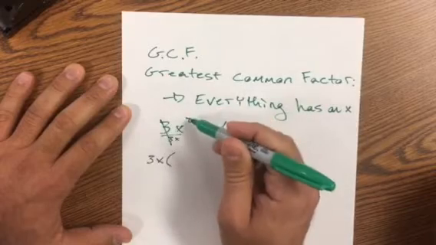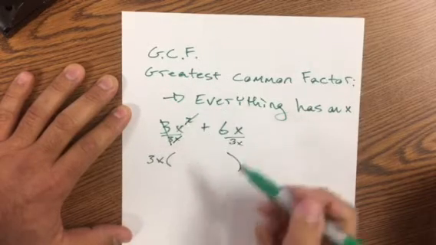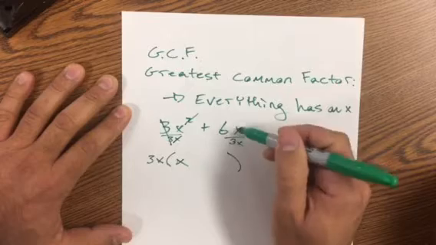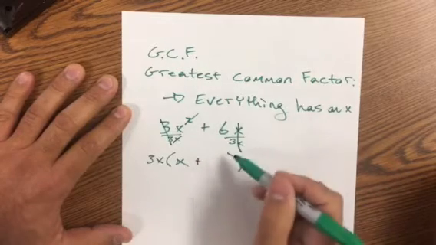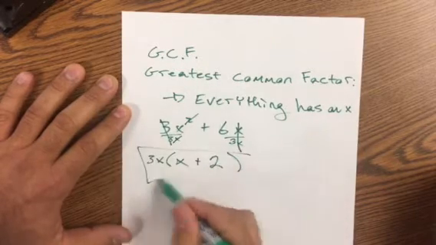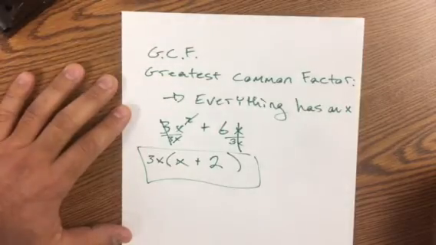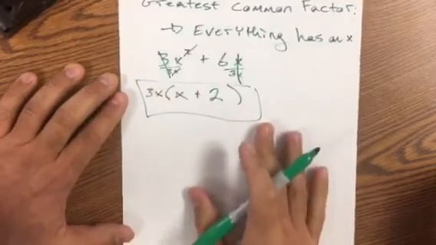So these 3's cancel out, x cancels out the squared, so it's just x. These x's cancel out, 6 divided by 3 is 2. So that's how I factor that. That's one way of factoring.